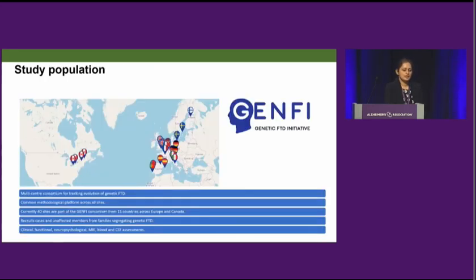The study is embedded within the GenFi consortium, which is a multi-center consortium for tracking the evolution of genetic FTD. Currently, 40 sites are part of the GenFi consortium from 15 countries across Europe and Canada. GenFi recruits cases and unaffected members from families segregating genetic FTD.